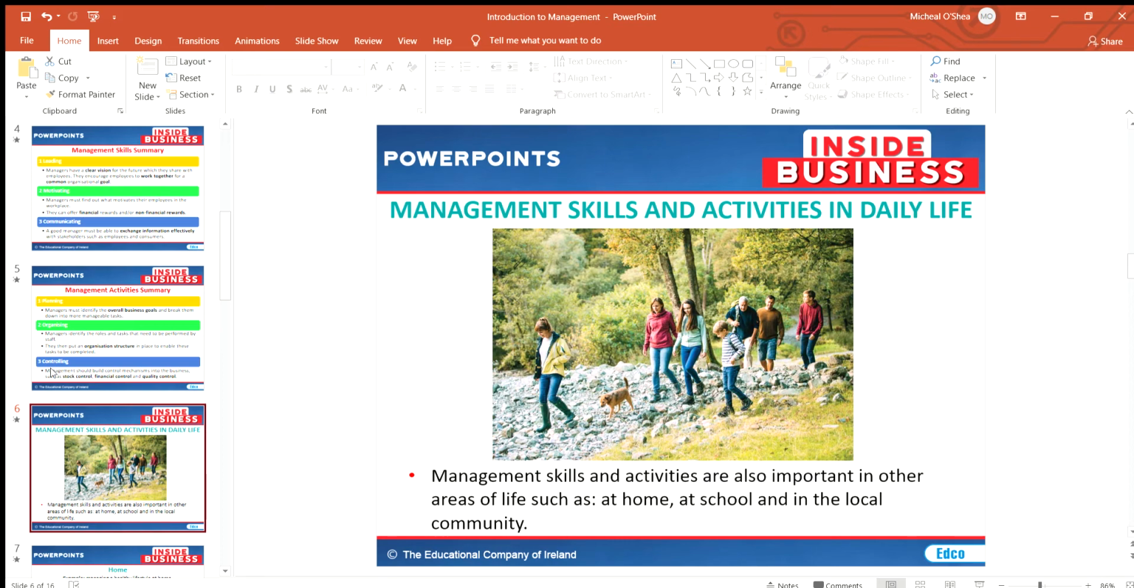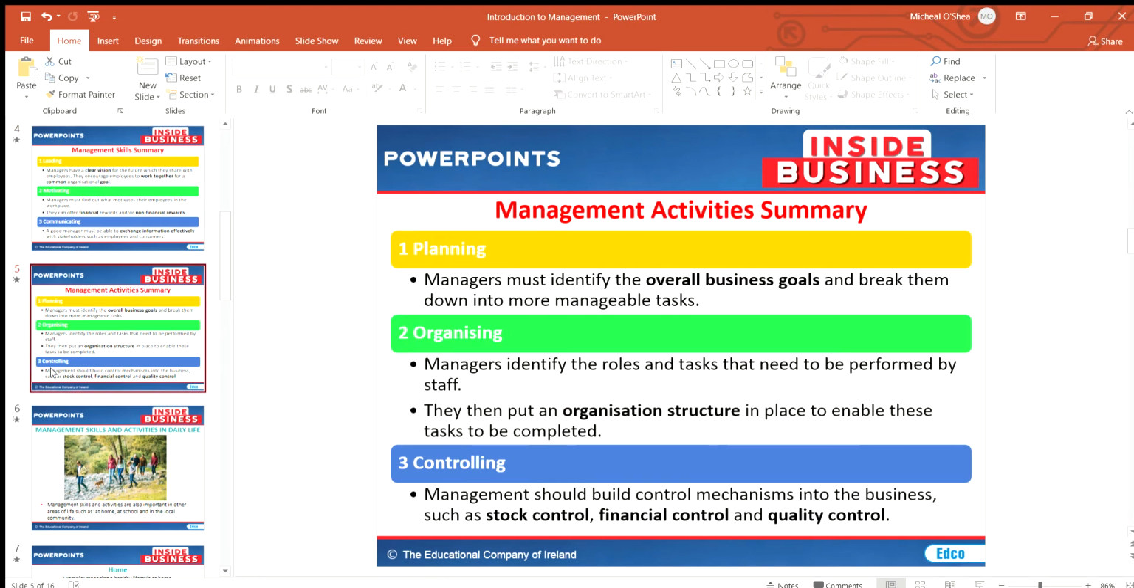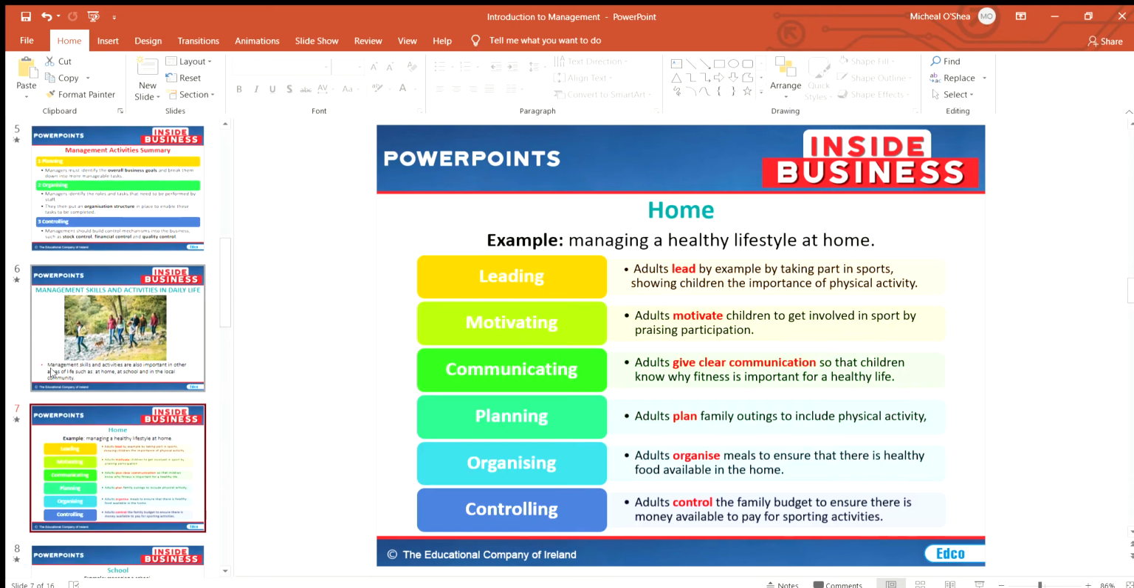As a quote-unquote manager around your house, let's say, how would you lead by example? How would you motivate and communicate? How would you plan, organize, and control? We'll look at this from home, school, local community, and government as well. It's just to get us thinking. It's not really theory, but we're applying our theory to different scenarios. So how can we manage a healthier lifestyle at home? And these are the 6 things.